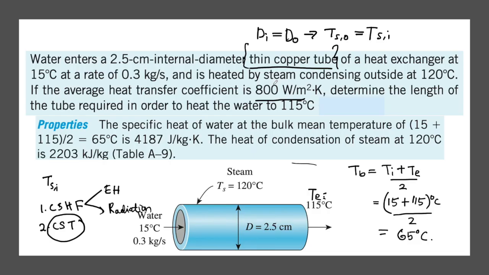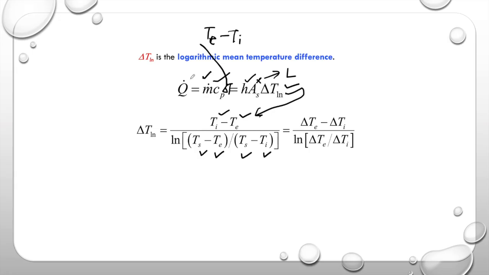So let's refer to this question. This question asks about the length of the tube. Then from this equation, if we equate m dot Cp delta T with h As delta T log mean, we can leave the right hand side of this equation with unknown L. Then if we rearrange this equation, we will get L is equal to what?